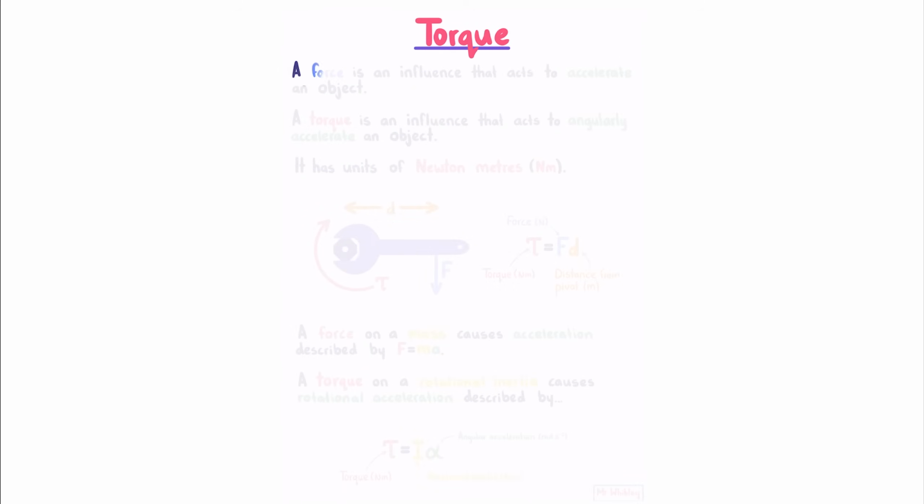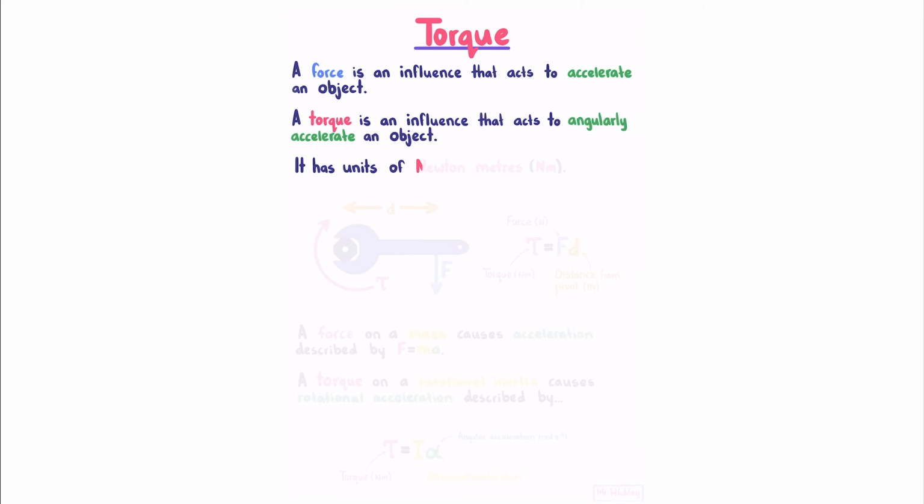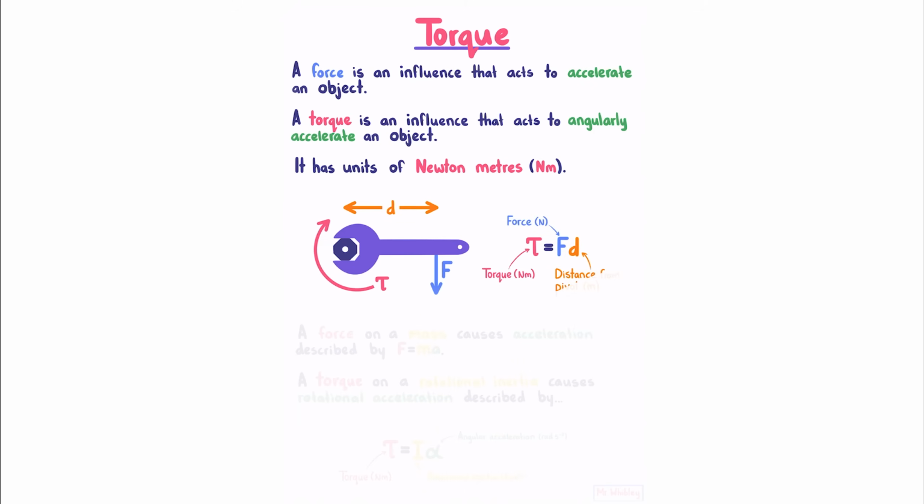Torque. A force is an influence that acts to accelerate an object. A torque is an influence that acts to angularly accelerate an object. It has units of Newton meters. As you would have learned in NCEA level 2, if we apply a force at a particular distance, the amount of torque we're going to generate is equal to the force multiplied by the distance.